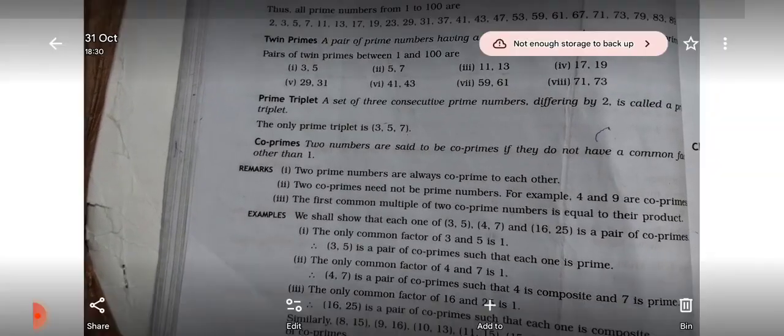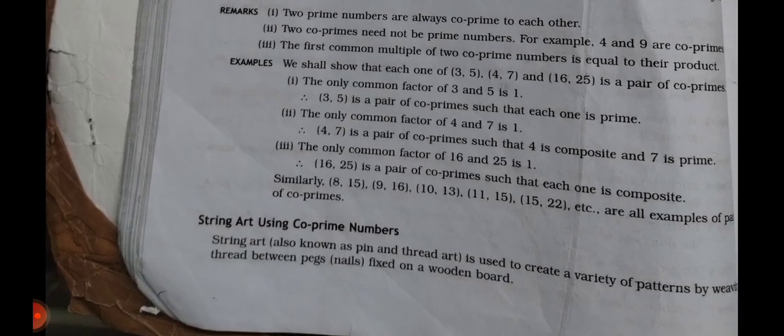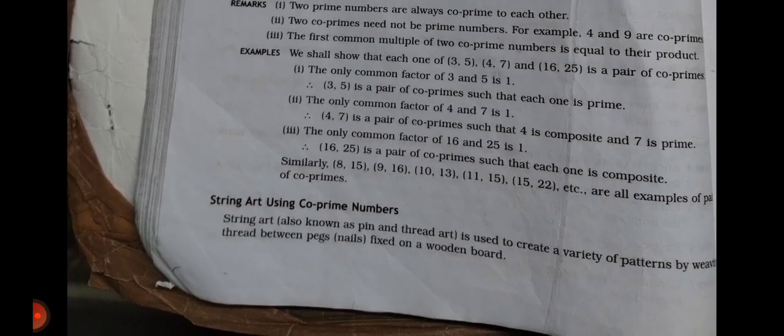Coprimes. Numbers are said to be coprimes if they do not have a common factor other than 1. Remarks. Two prime numbers are always co-prime to each other. Two co-primes need not be prime numbers. For example, 4 and 9 are co-primes. The first common multiple of two co-prime numbers is equal to their product.